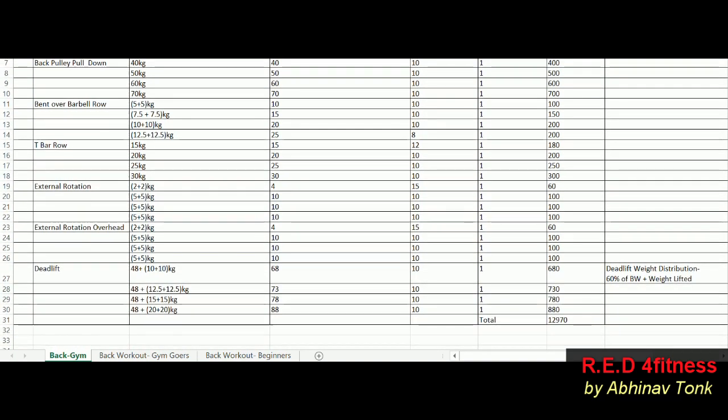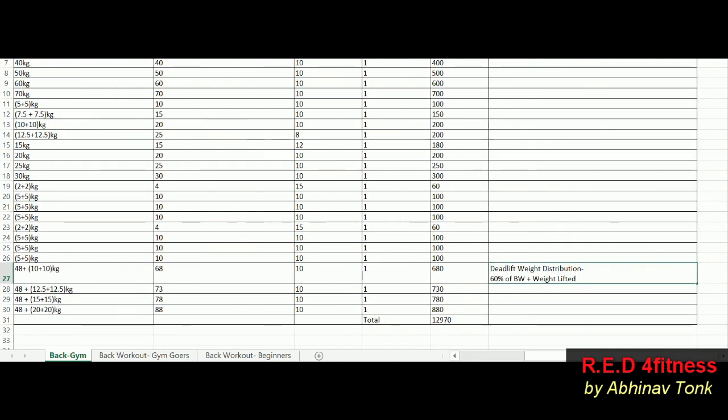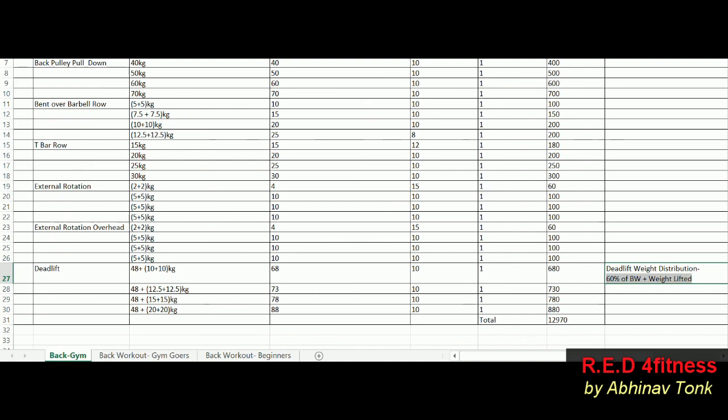Similarly, in deadlift, the weight distribution is 60% of body weight plus the additional weight being lifted. So if I am doing the deadlift with 10 plus 10, meaning 20 kg of weight, then I am basically lifting 60% of body weight. 60% of 80 is 48 plus the actual weight, so the net weight here will be 68.